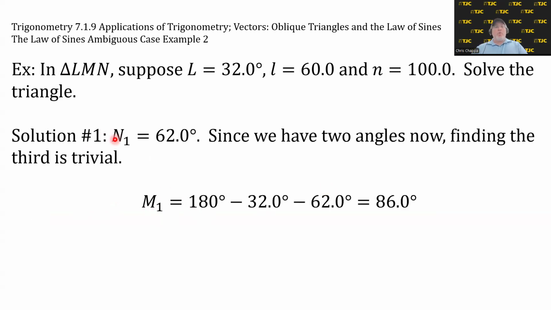Now, solution number 1 with our initial value of angle N is 62.0 degrees. Since we now have two of our angles, L and N, we can find the third angle pretty straightforward. M1, we can continue using subscripts from this point forward, is simply 180 minus the angle we were given, minus the angle we just calculated, which is 86.0 degrees. So what all do we have now? We have three angles and two sides. Now we just got to find the third side.